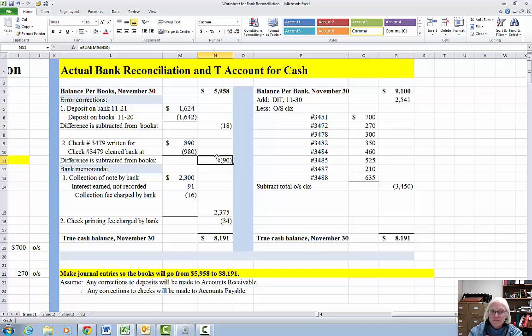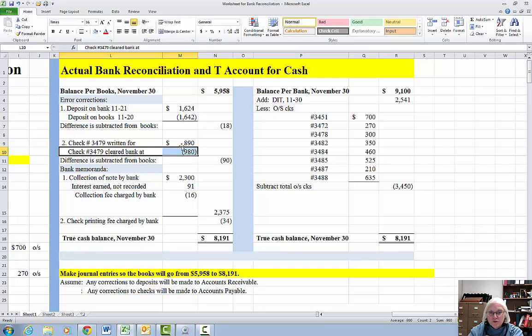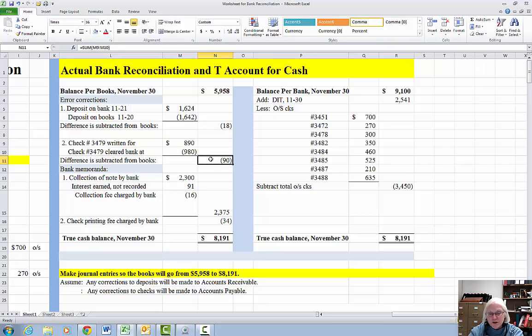Pretty interesting. So because the check was actually written for more than we showed, we need to subtract that difference of $90 from the books also.